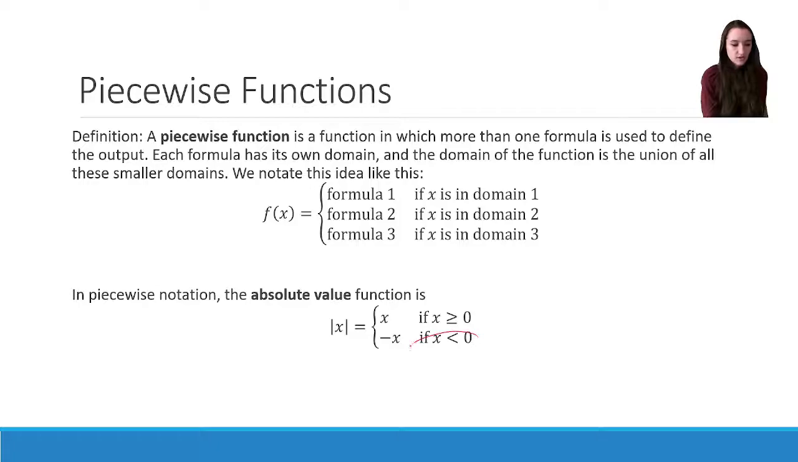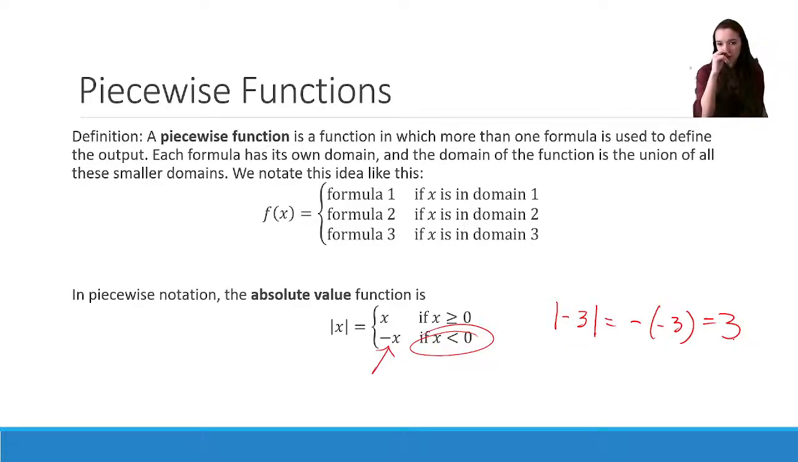So if I look in this domain, if x is less than 0, negative 3 is less than 0, so I'm in this domain, so I want to use this function, negative x. So the absolute value of negative 3 is equal to negative of negative 3, which is positive 3, which is exactly what we knew. So here we have a way to split the absolute value so that it has these two different functions.